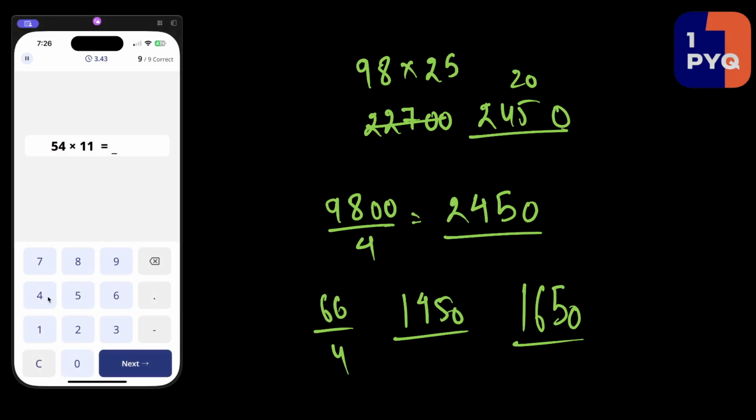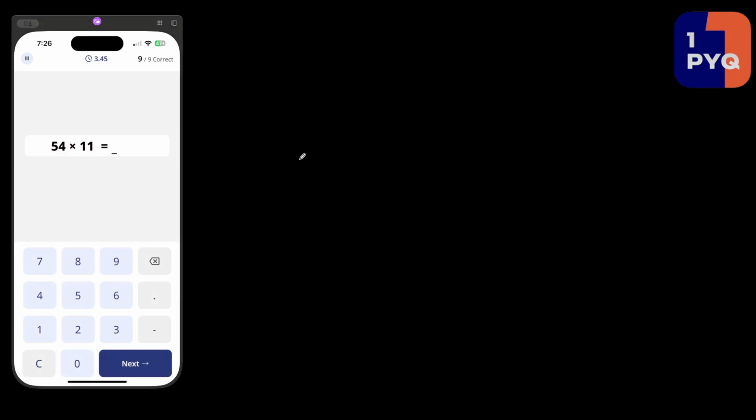Okay, it's 1650. For 11, I've already said that you have to give a space between the two numbers, and then add both of them and give a 9 here. So it's going to be 594. Again, this is very similar to the multiplication of 11. So if you take 5 from 55 to 8, it's going to be 40. 40 into 11 is going to be 440. This is simply 990.